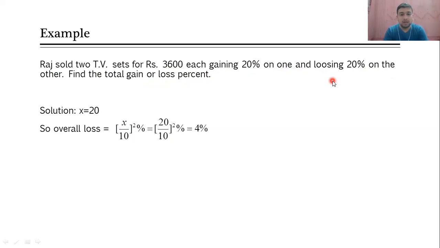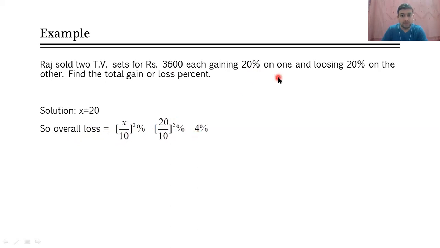We have to find out whether there is a total gain or loss. What I have told is that in such a case there is always a loss, and that overall loss is (X upon 10) whole square percentage. What is X here? X is 20. So overall loss is equal to (20 by 10) whole square percentage. So 2 square, that is 4. So there is always a loss in such questions.